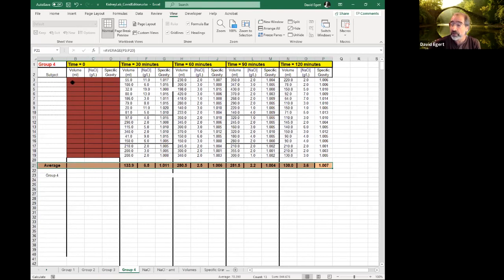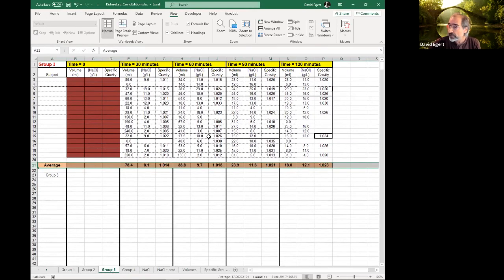What we really care about is when they took their treatment, when they drank their water or ate their salt or their caffeine. And now 30 minutes later, 60 minutes later, 90 minutes later, 120 minutes later, what are the values of the volume, the salt, and the specific gravity? Particularly here in group 3, you can see there are quite a few times where you can't measure specific gravity because there's not enough urine to float. Sometimes if they don't pee at all, you can't even measure sodium chloride concentration because there's no urine to do the little test with the potassium chromate and all that.